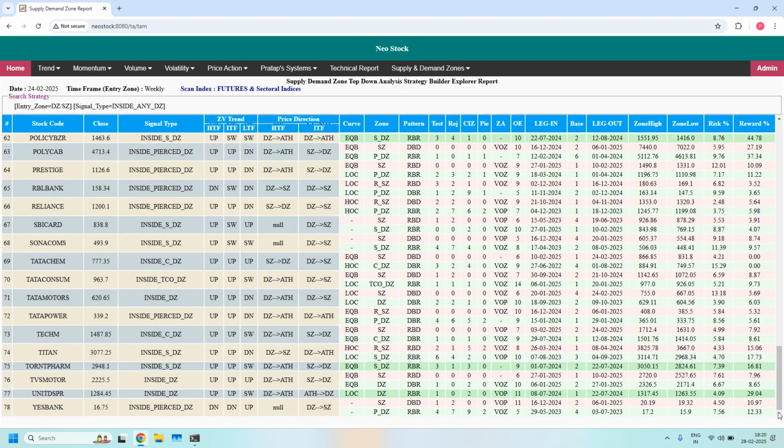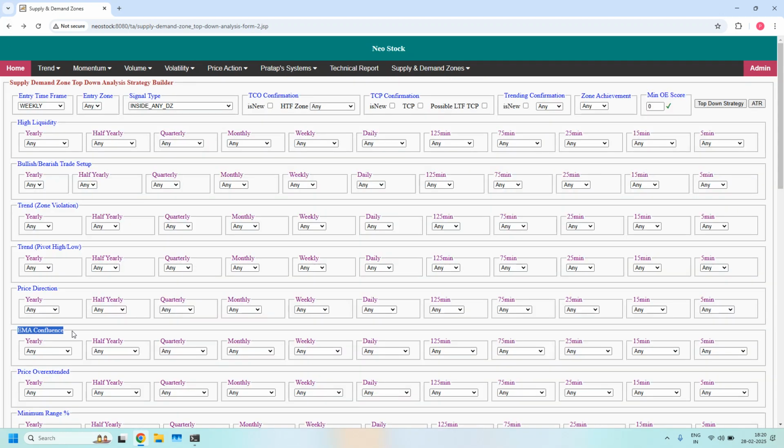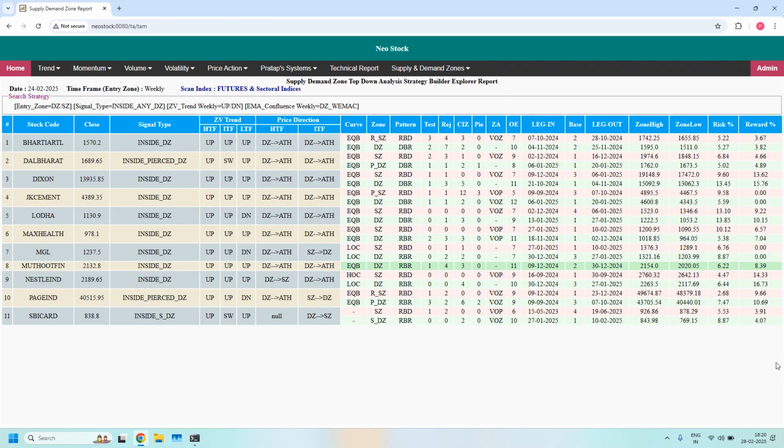We can further filter this list based on the EMA confluence. How many of these weekly demand zones have weekly EMA confluence? So in the EMA confluence parameter at weekly time frame, I am setting the filter weekly demand zone having weekly EMA confluence, and trend on the weekly should not be sideways. It can be up or down. With these filters, we got only 11 stocks. Only these 11 weekly demand zones are having weekly EMA confluence.